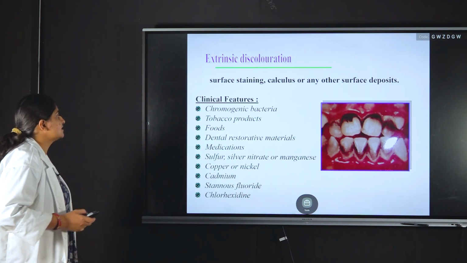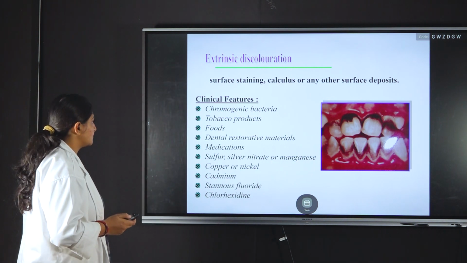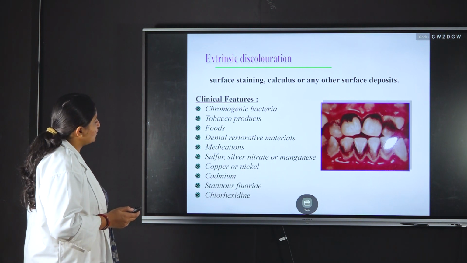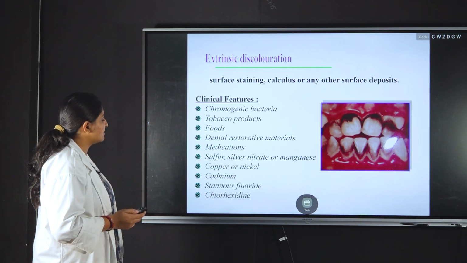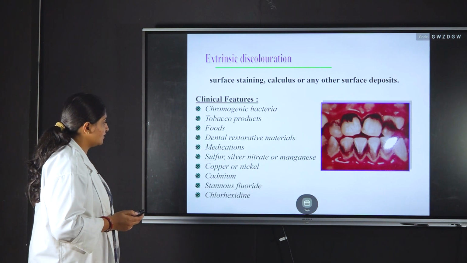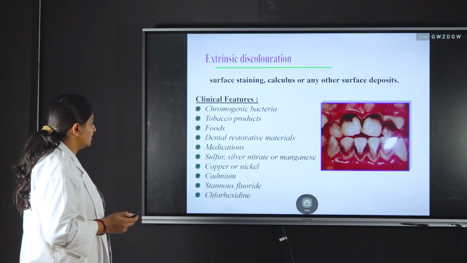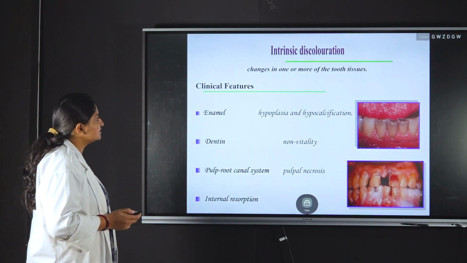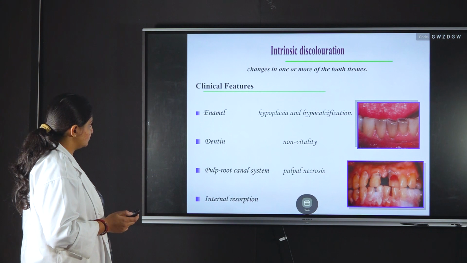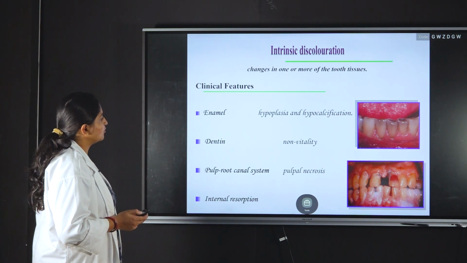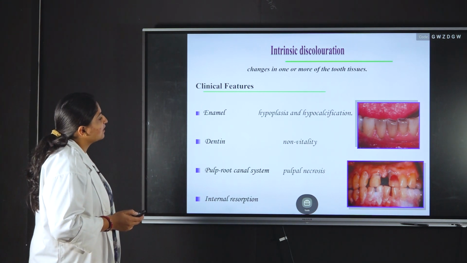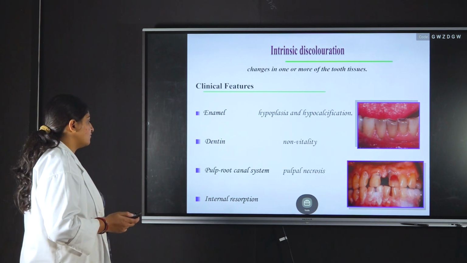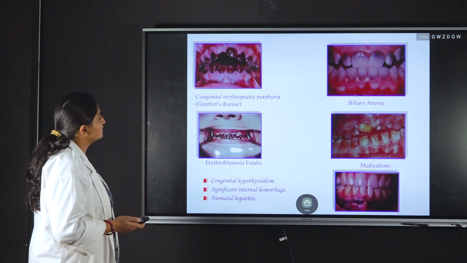Coming to the extrinsic discoloration: surface staining, calculus or any other surface deposits. Clinical features include chromogenic bacteria, tobacco products, foods, dental restorative materials, medications, sulfur, silver nitrate or manganese, copper or nickel, cadmium, stannous fluoride and chlorhexidine. Coming to the intrinsic discolorations, there is change in one or more of the two tissues: enamel hypoplasia and hypocalcification, and in dentin, non-vitality, pulp necrosis in the root canal system, which has to go for root canal treatment, and internal resorption.